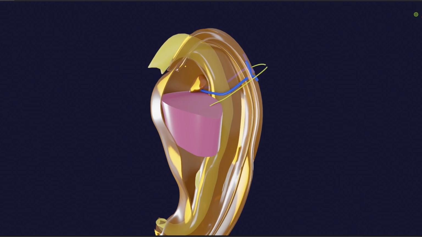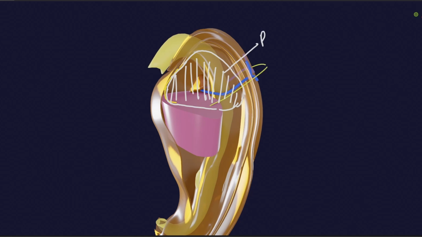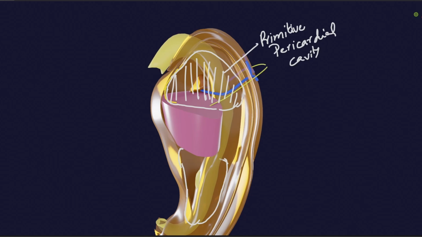So in this diagram, this structure, this space, I should say, this cavity is the primitive, not definitive, primitive pericardial cavity. And then this one is the primitive cavity. What is this? This is the primitive peritoneal cavity.